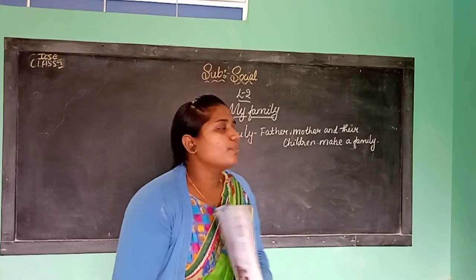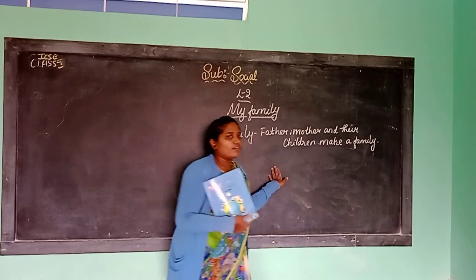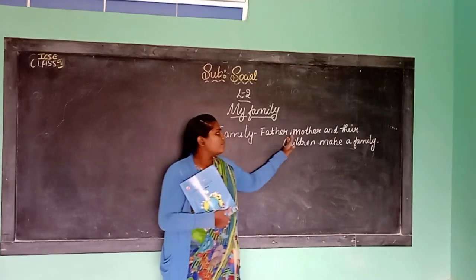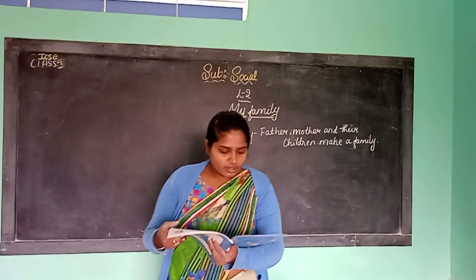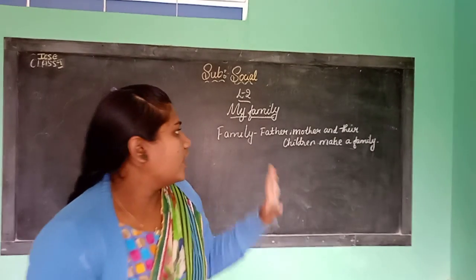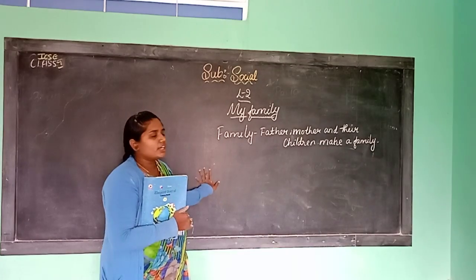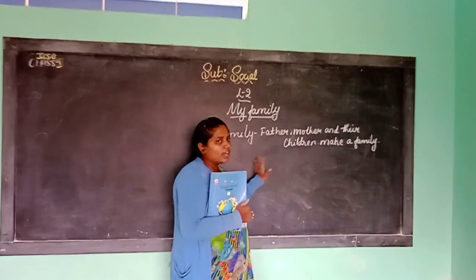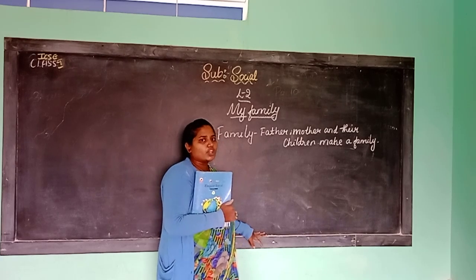What makes a family? Father, mother and their children make a family. They live together and care for each other. So they all live together in a family. Who all live together? Father, mother and children are living together in a home. So that one we call a family.